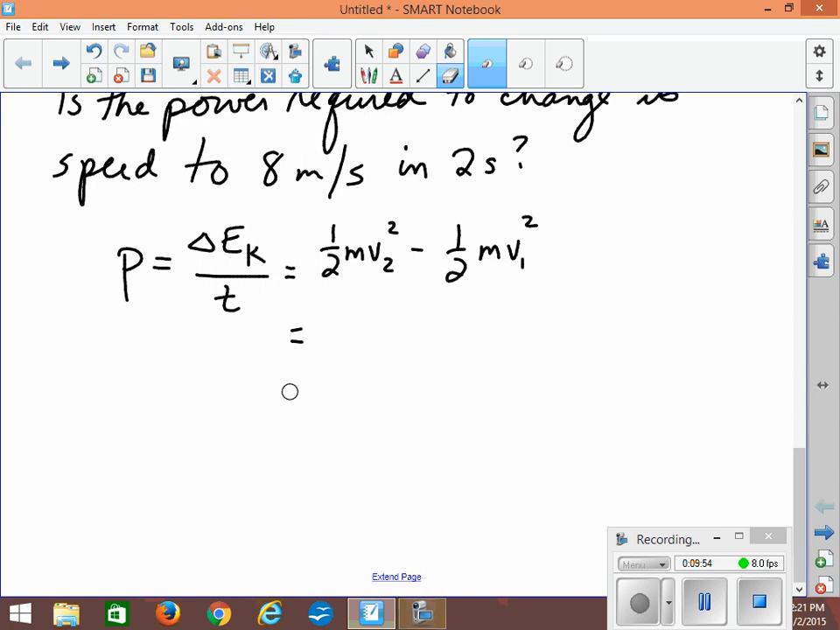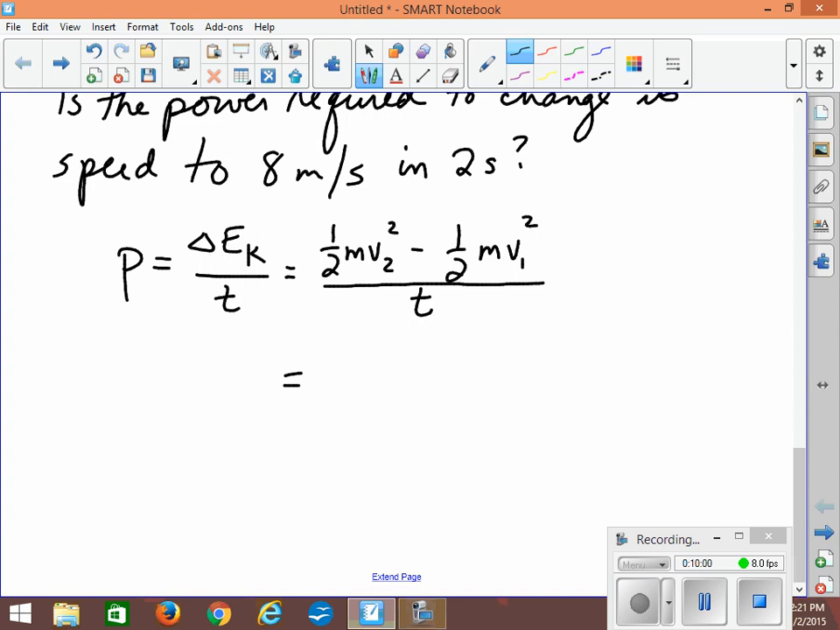What we forgot is the bottom of our expression. We wrote the change in energy on top, but we forgot about divided by time. And that's kind of critical because that's what power is all about. So let's go back and fix this up. The change in kinetic energy divided by the time. So we still have time on the bottom here.